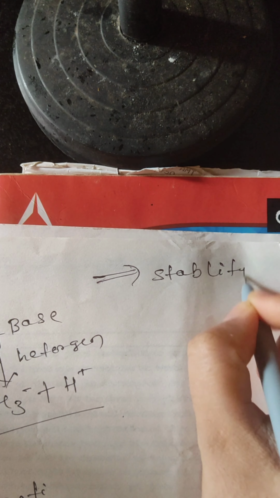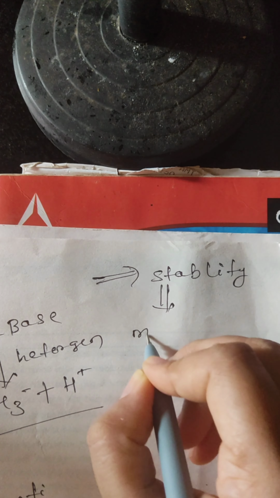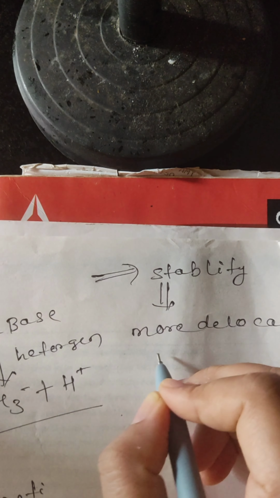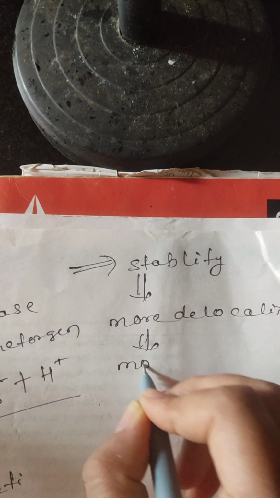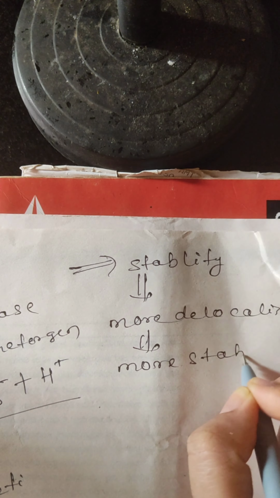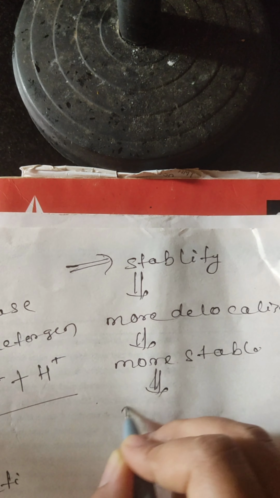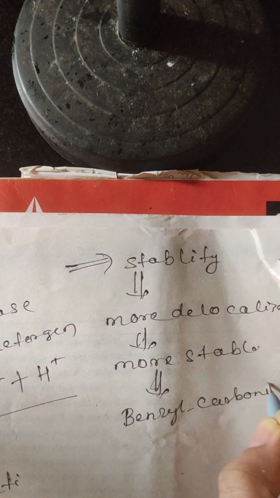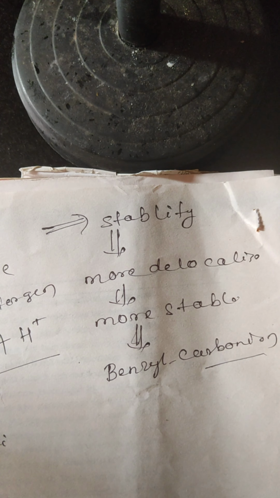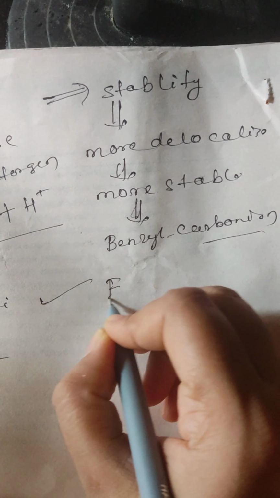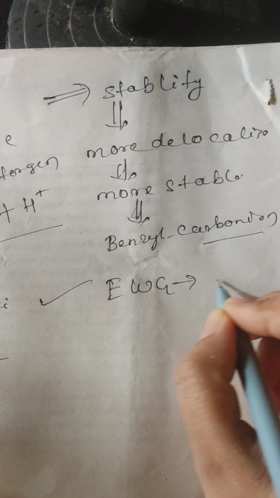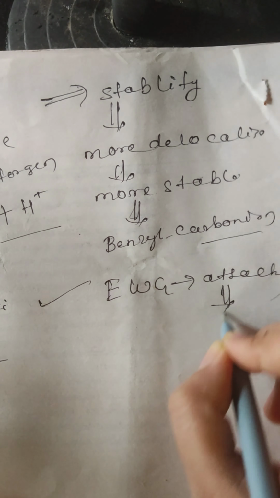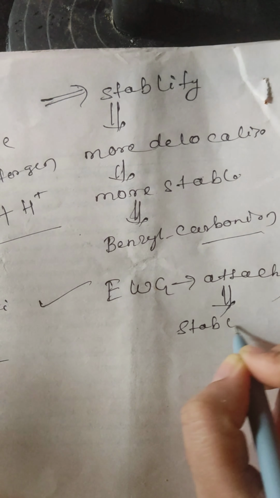How do we identify the increasing order of stability of carbanions? Just see that more delocalization means more resonance. In the resonance case, it is highly stable, like the benzyl anion. This gives more delocalization, and that's why it is highly stable. Second, we are talking about electron withdrawing groups. An electron withdrawing group with inductive effect gives highly stable compounds, a highly stable carbanion.